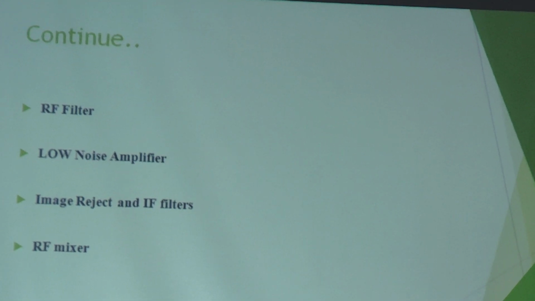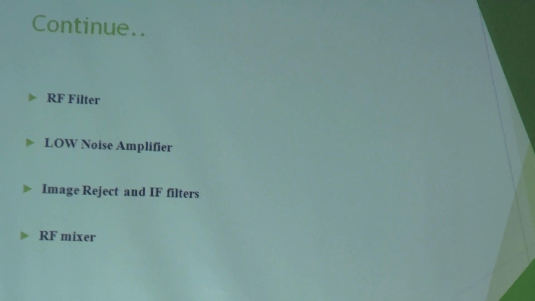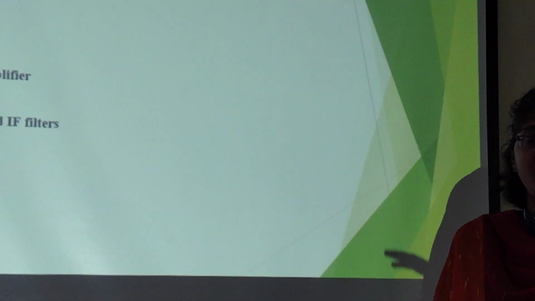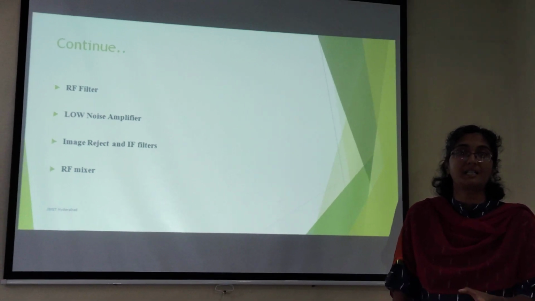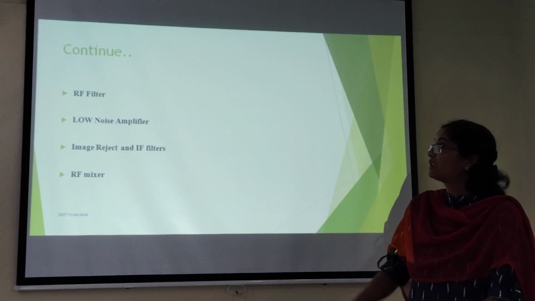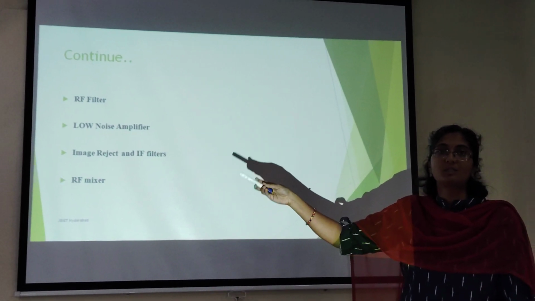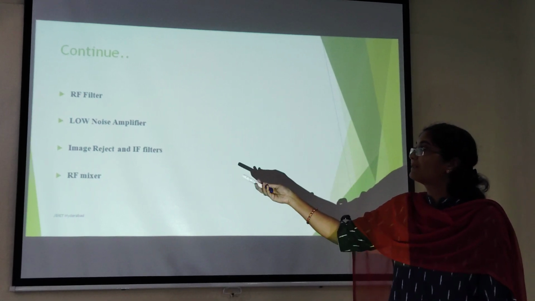And then the next one is the image reject IF filter. This IF filter passes only the intermediate frequencies, which are fixed frequencies, and image reject filters avoid the image frequencies that will occur at the output of the mixer. So all these will improve the sensitivity of the receiver, and also the power. If we are talking about amplifiers, they will increase the signal strength.